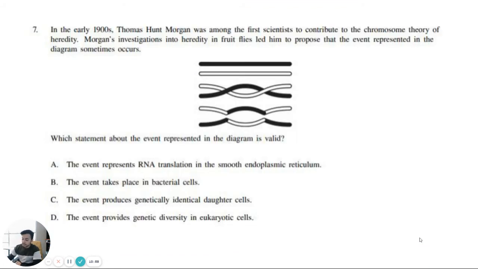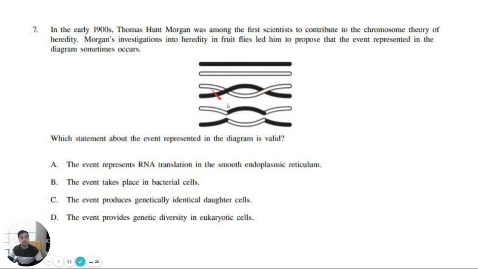If you could turn to these pages right here, for number 7, I think it was page 55. In the early 1900s, Thomas Hunt Morgan was among the first scientists to contribute the chromosome theory of heredity. Morgan's investigations into heredity in fruit flies led him to propose that the event represented in the diagram sometimes occurs. Which statement about the event represented in the diagram is valid? So what is going on in that diagram? You have 2 chromosomes right here. They mix up kind of, and then they're like completely different. So what is going on?